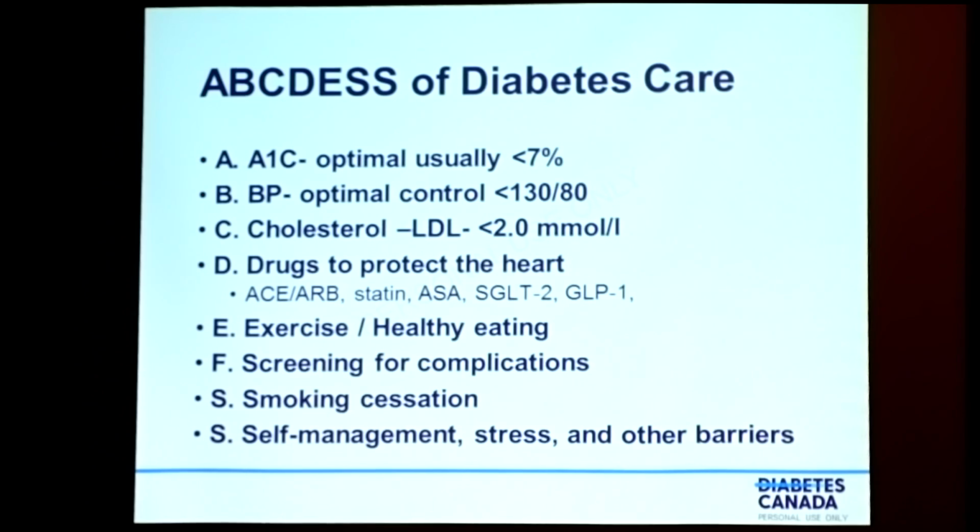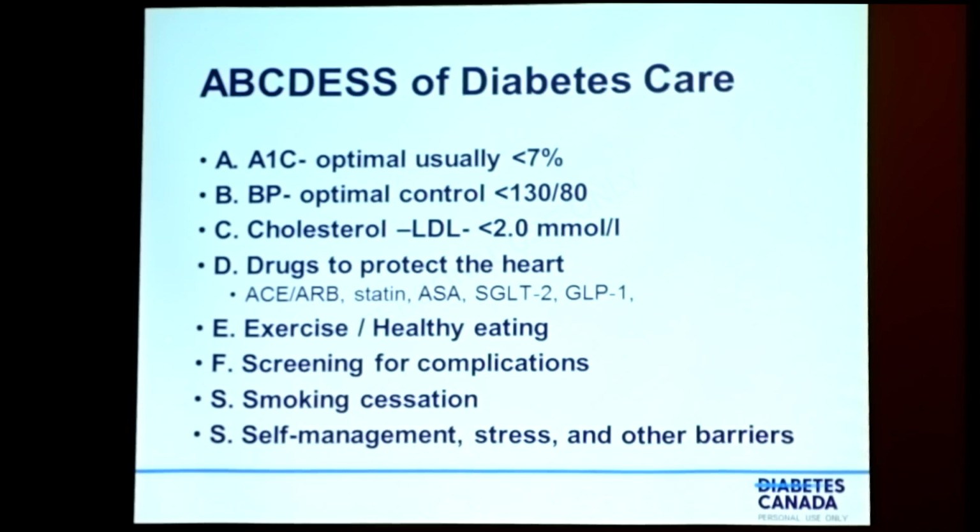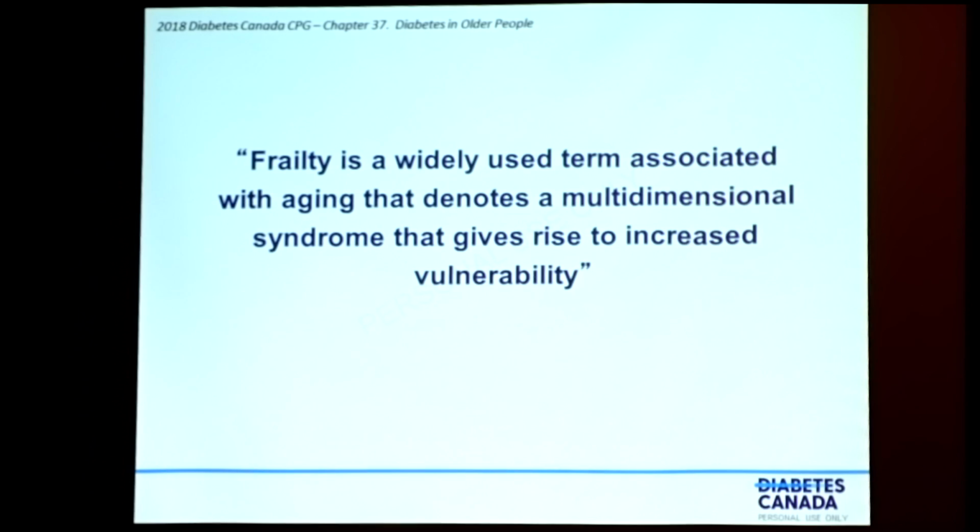new SGLT2s and incretins and GLP1s, exercise, healthy eating, screening for complications, smoking cessation, self-management, stress, and other barriers. So issues that we really don't even address when we talk about that is a very, very common issue, which you're starting to experience in terms of gauging the appropriateness of your therapy.